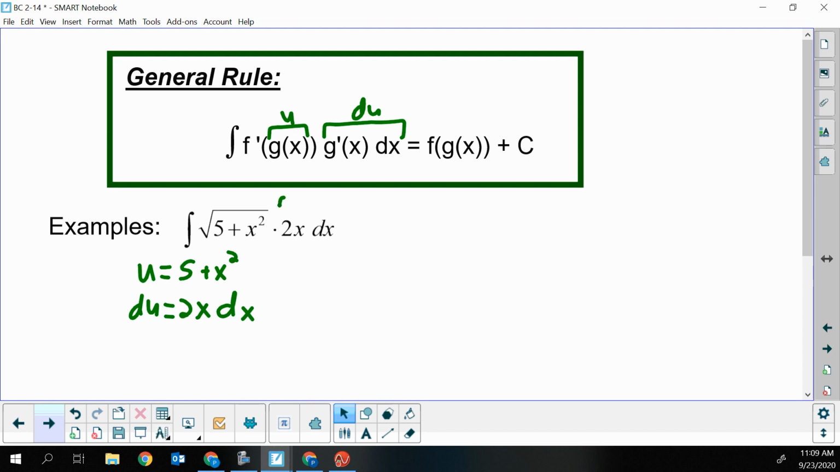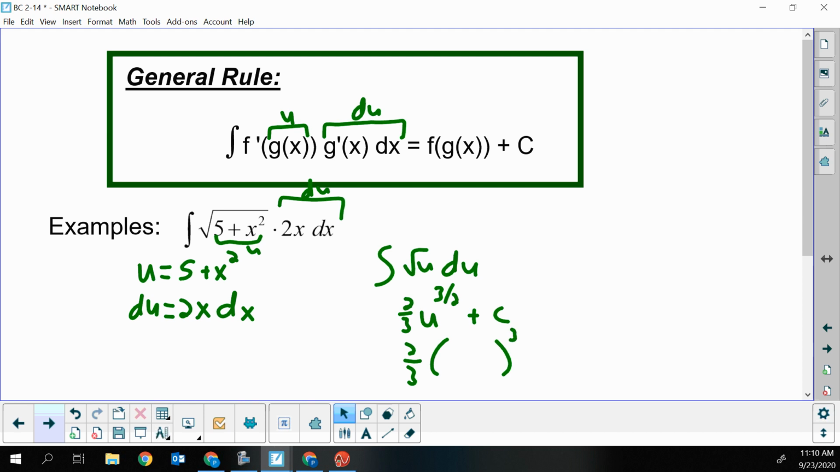Well, let's see if we're matched up. 2x dx, that's going to become du. And then the inside here is going to be our u. So now we'll have the integral, we'll have square root of u times du. And that's something we can work with, because that's really just u to the 1/2. So the antiderivative will be u to the 3/2 with a 2/3 out front, and then plus c. And then this will give us 2/3, and we'll fill back in for our u. Our u is just 5 plus x squared.